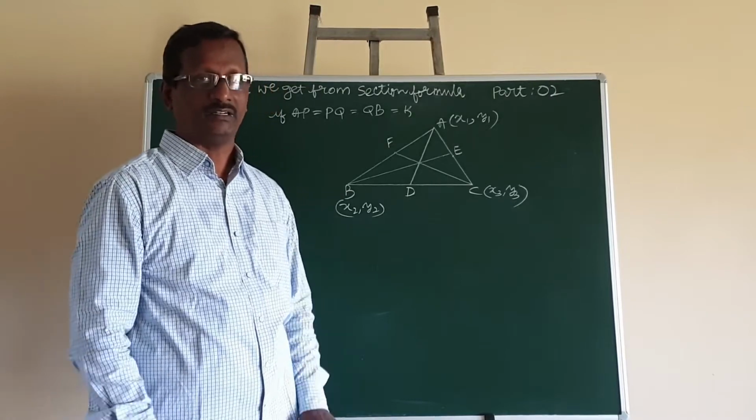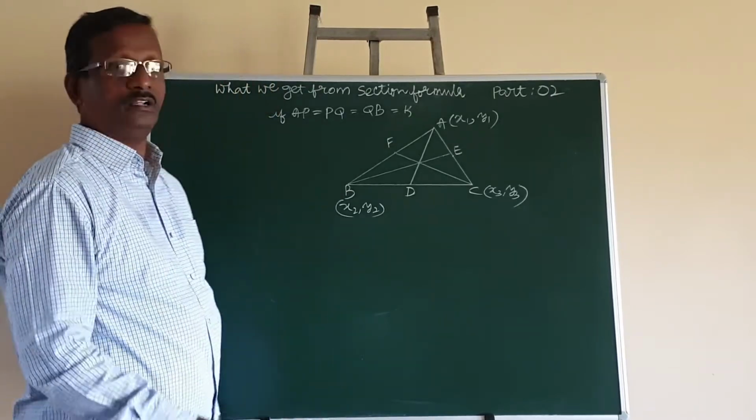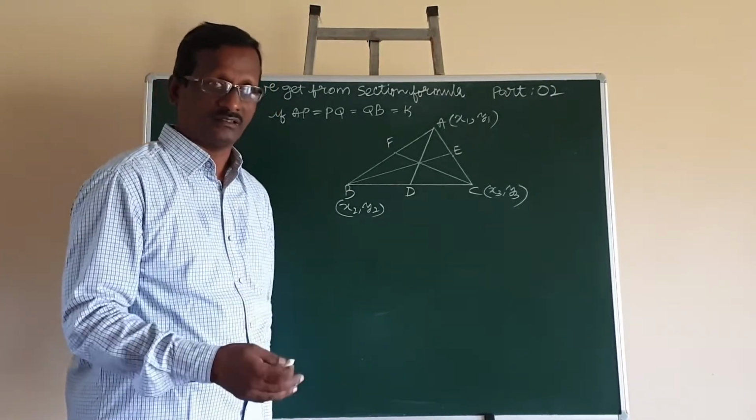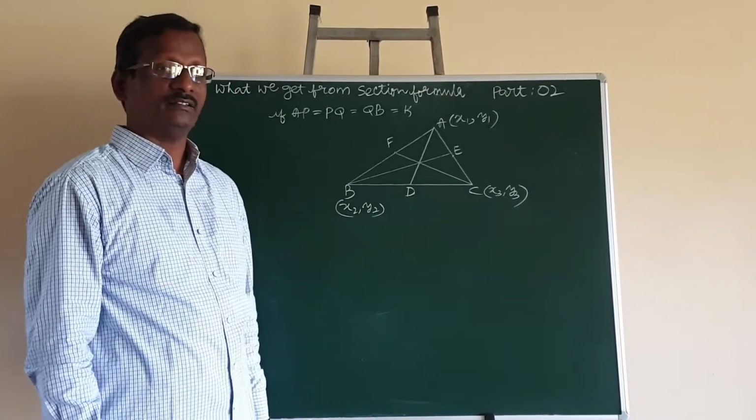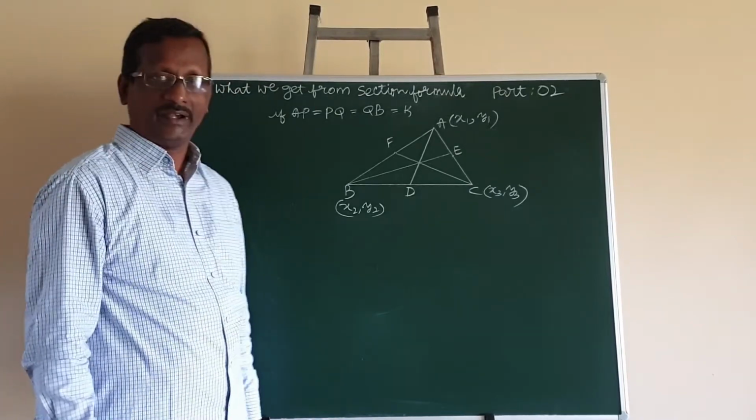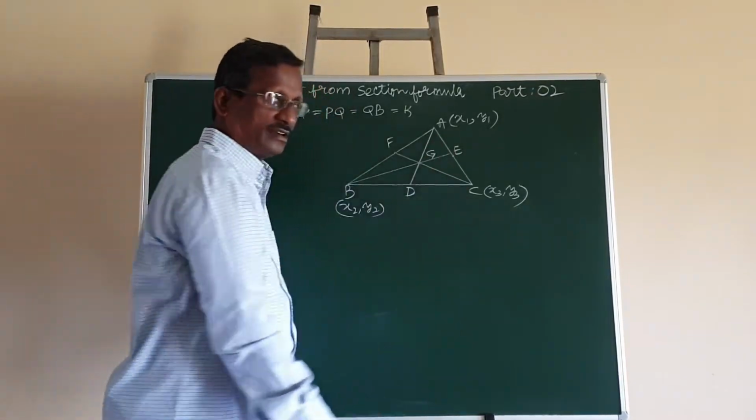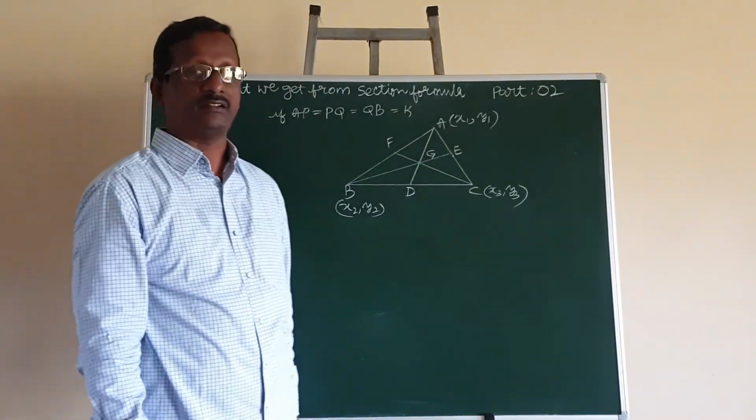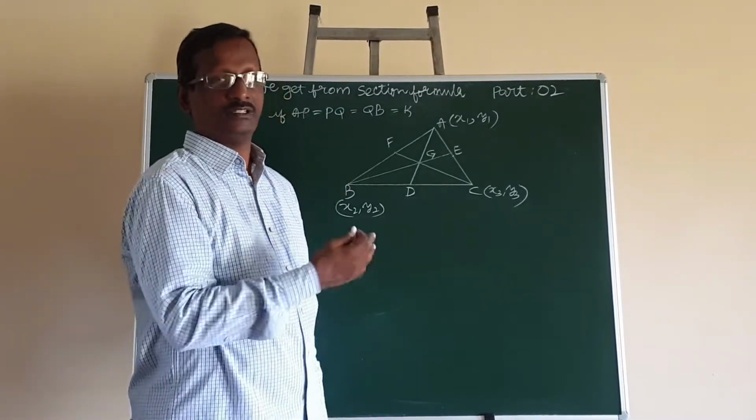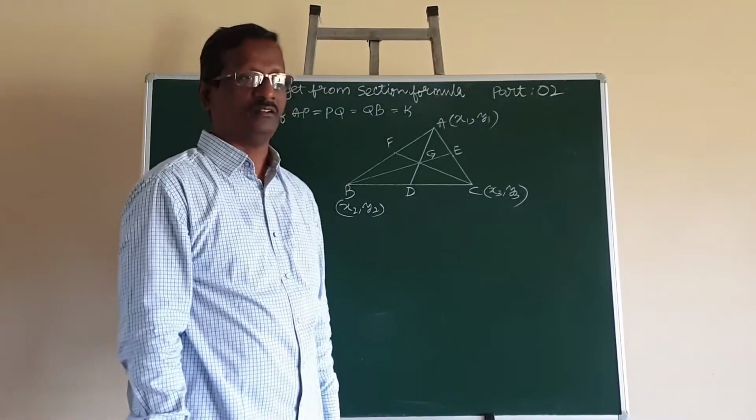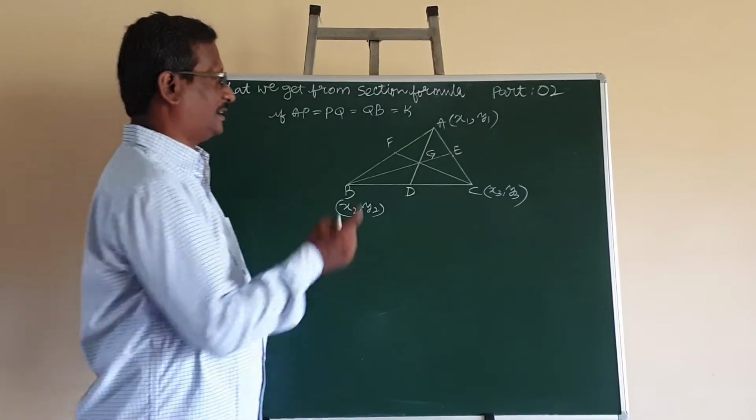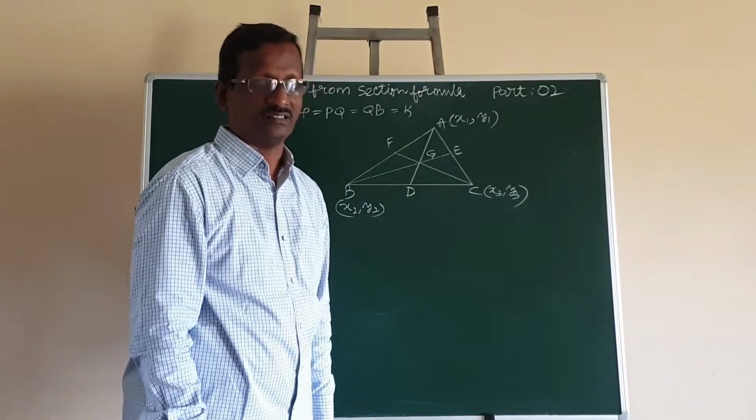AD, BE, CF are all the three medians, and they are concurrent, meaning they pass through one common point. The common point is called the point of concurrence of medians. It is nothing but the centroid. The centroid is represented by capital G because the center of gravity is exactly at the point of concurrence of the medians of a triangle. Now let us find the coordinates of this centroid.